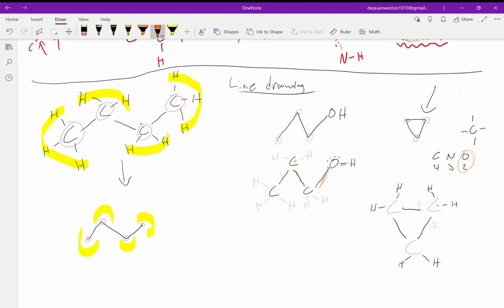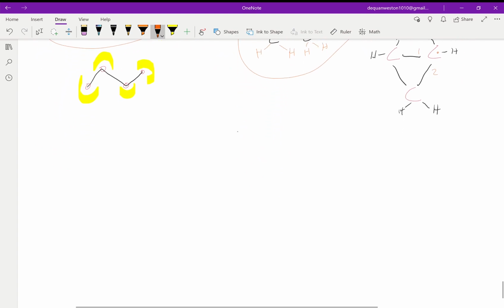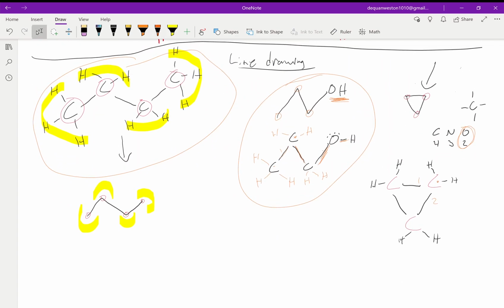And just so you know, this is polar because of this alcohol group, so it'd be hydrophilic, whereas this one is all nonpolar, so it's hydrophobic. Okay, so that was bonds.